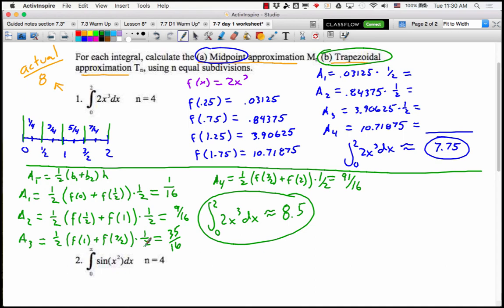Notice that it'll always be true. You'll have one of the farthest left, one of the farthest right. You'll have 2 of these, 2 of these, and 2 of these heights.